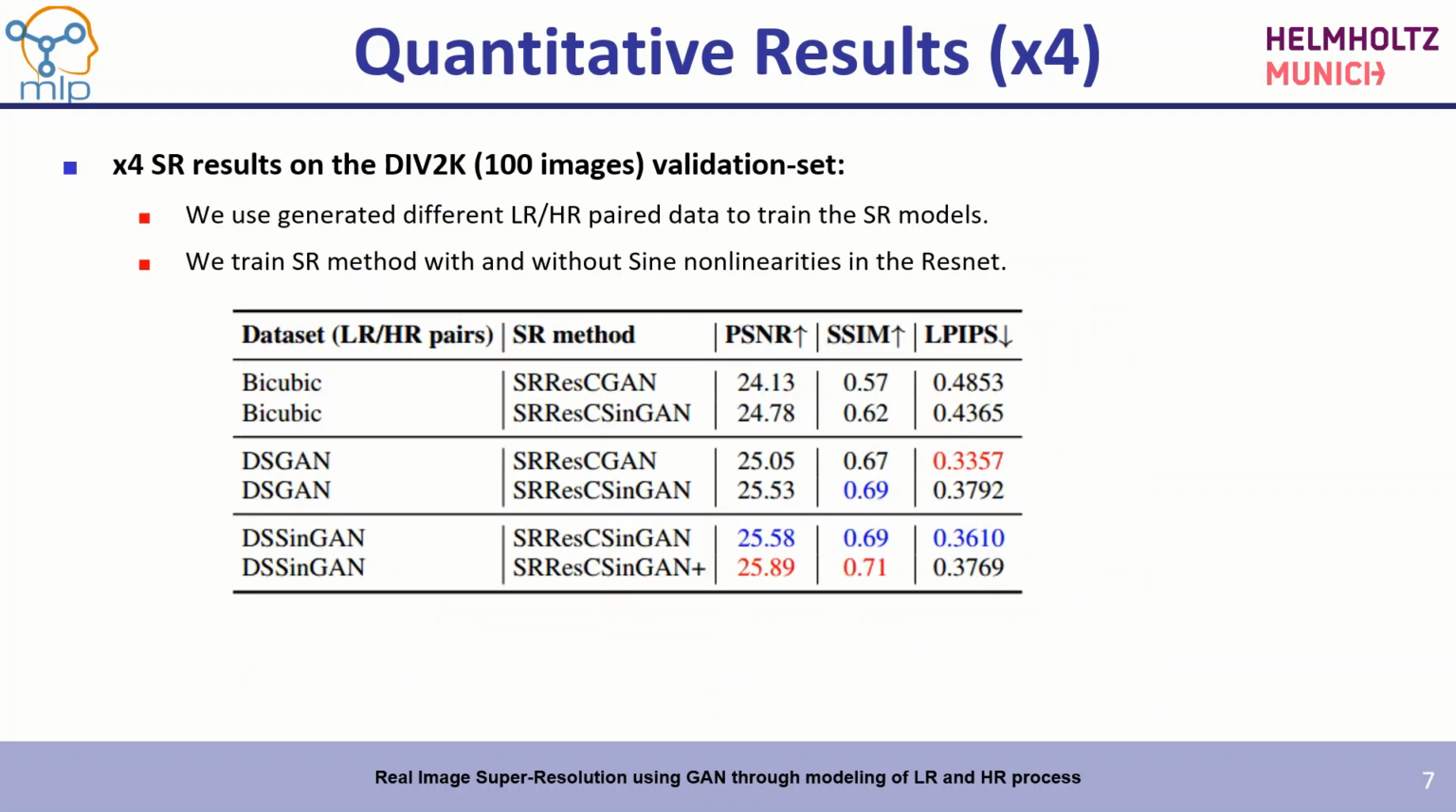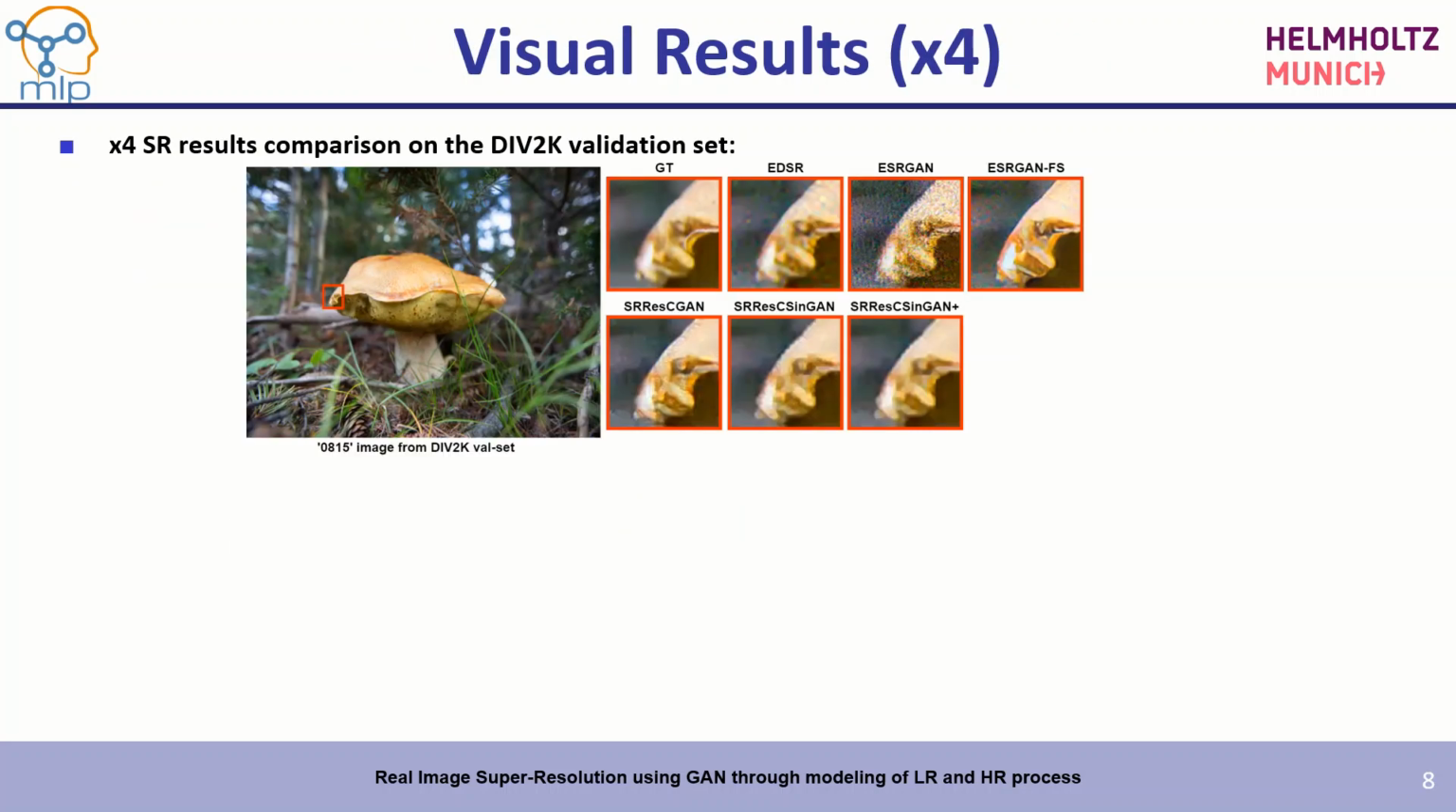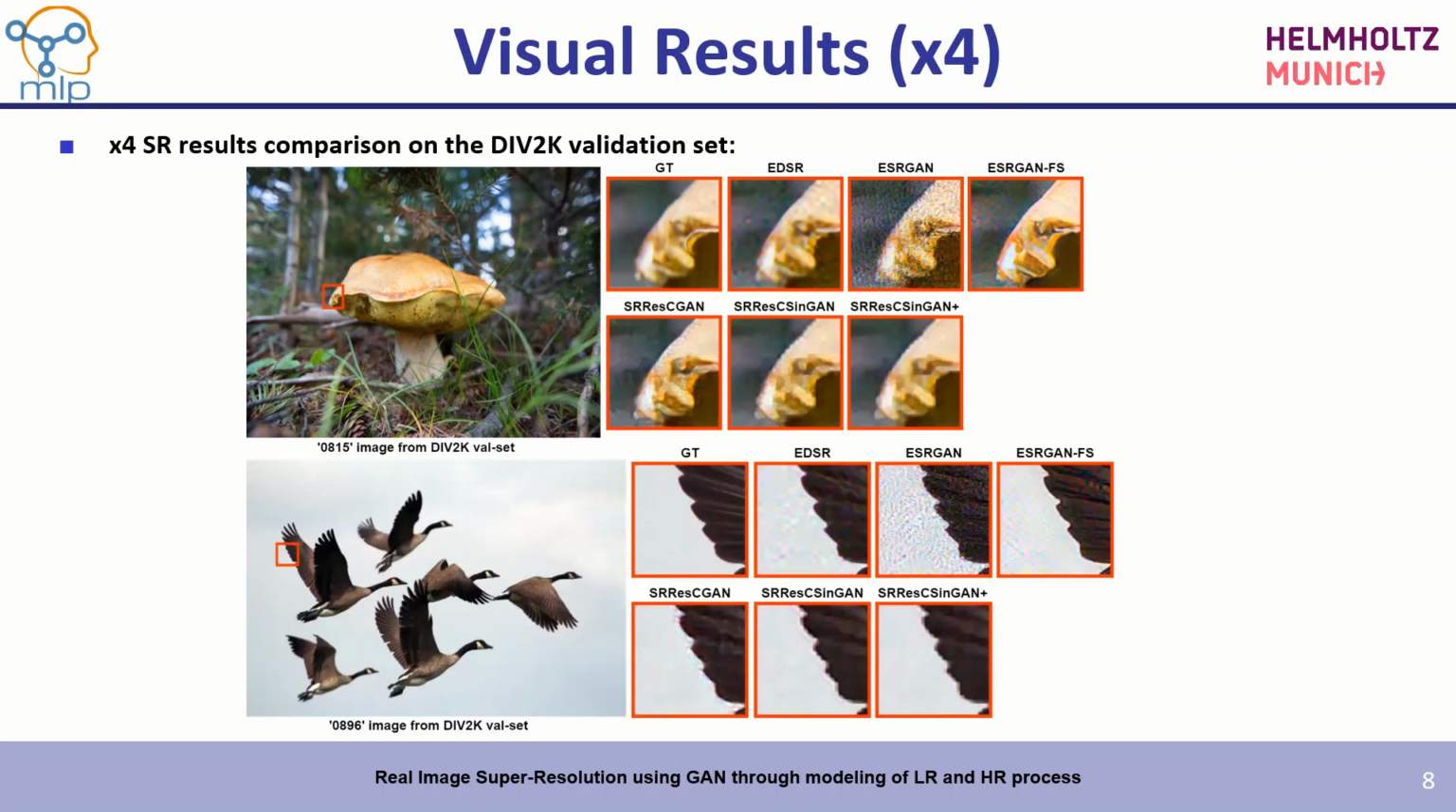We also do an evaluation study of the different paired LR and HR data to train the SR model and show that our generated paired LR and HR data is better to enhance the performance of the SR network. For the visual result comparisons, we show the 4x SR result comparison on the DIV2K validation set. Our method achieves comparable visual quality with the other existing approaches with almost no visible corruption there.